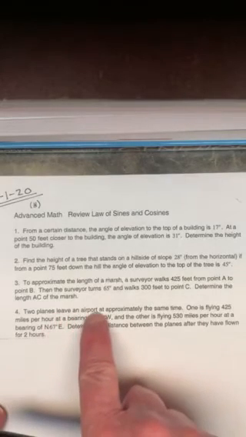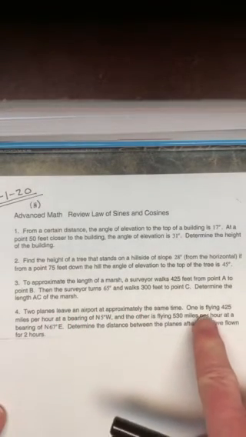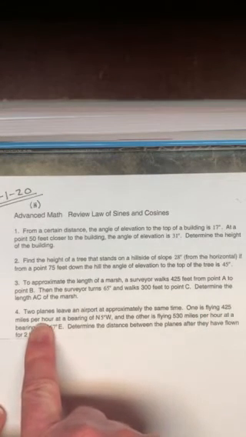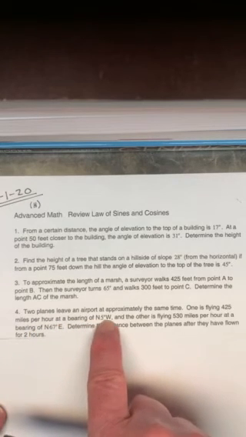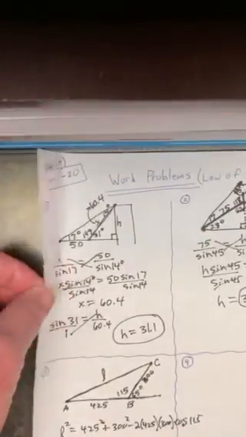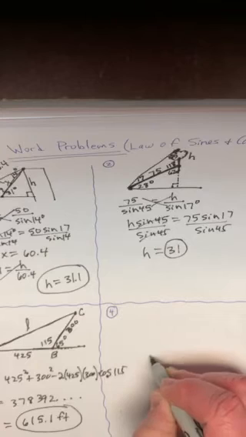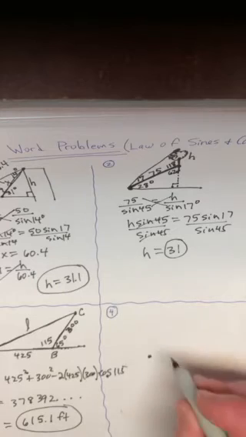Two planes leave an airport at approximately the same time. One is flying 425 miles per hour. Remember, that's just telling us how fast he's going. At a bearing of north 5 degrees west. Okay, let's pause and think about what that looks like right now. Here I am. Here's the airport. I've got a plane that's going to fly at a 5-degree northwest bearing.